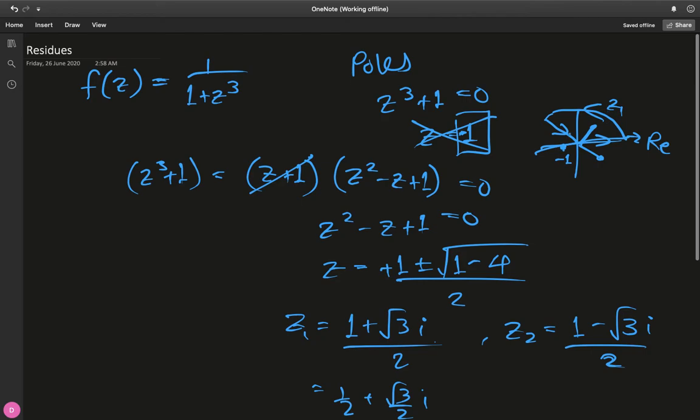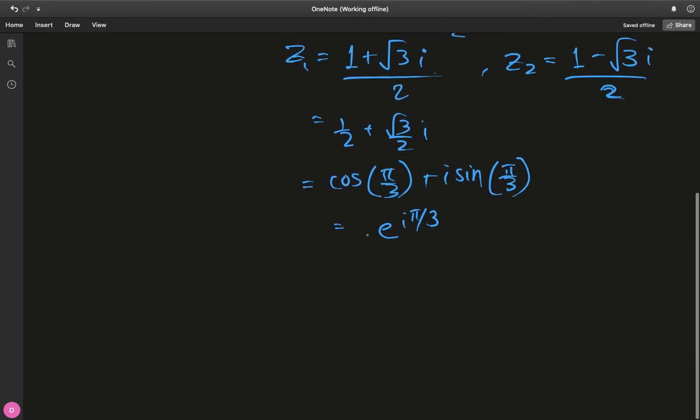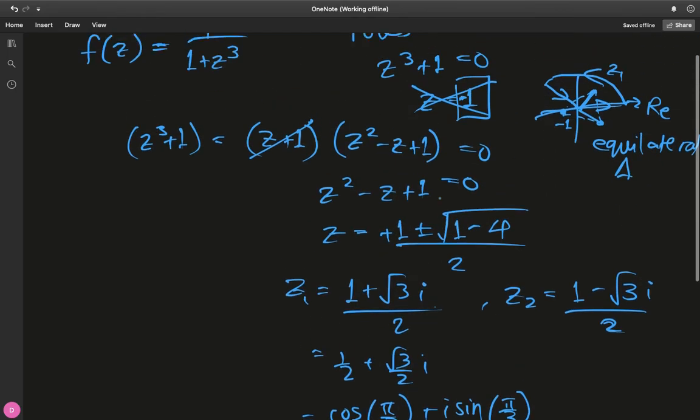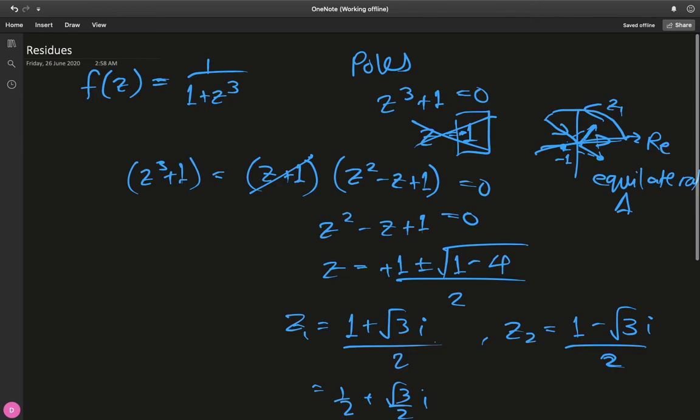And one interesting property of these three poles, or solutions to this equation, is that if you join all three of them, they subtend an equilateral triangle, because each has a distance of 1 from the origin, a radius of 1, and an angle of pi over 3. So equilateral triangle. That's one interesting property.